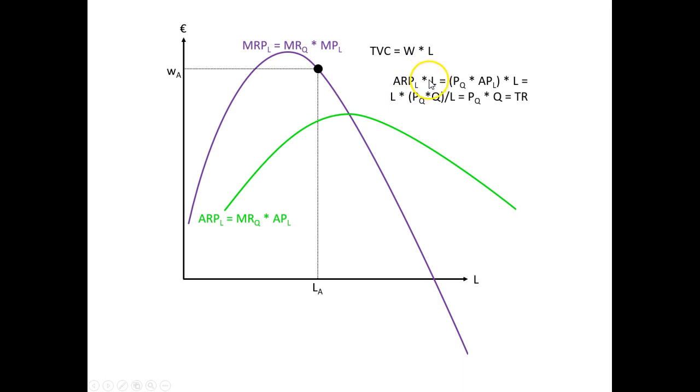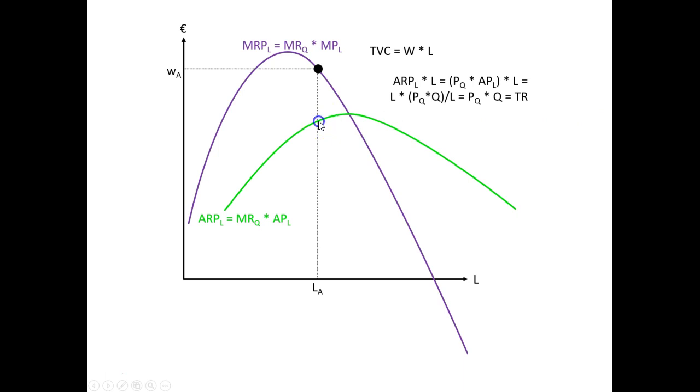And then we multiply that by the labor units that we are buying. In this case, it could be LA. So we get LA times PQ times Q divided by LA. We see we have L times this expression divided by L, so those two cancel out. What we are left with is PQ times Q, which we know is the standard definition of total revenues.